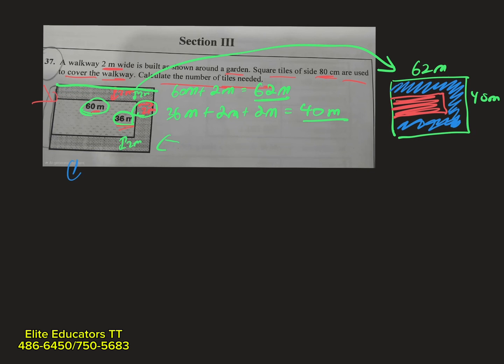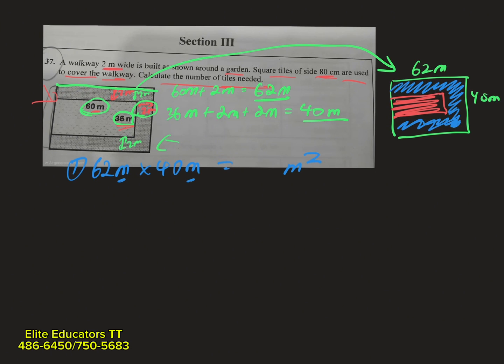So step number uno, the total area of the entire shape. 62 meters multiplied by 40 meters, meters by meters, meters squared, 62 by 40. So you guys know I like to find shortcuts or hacks.